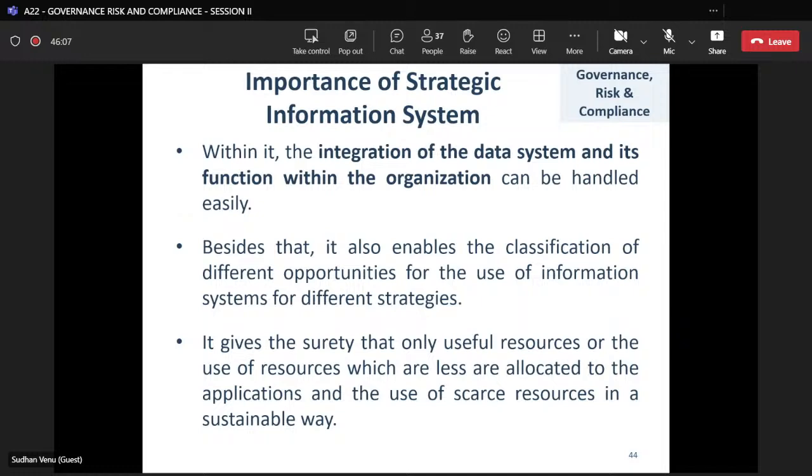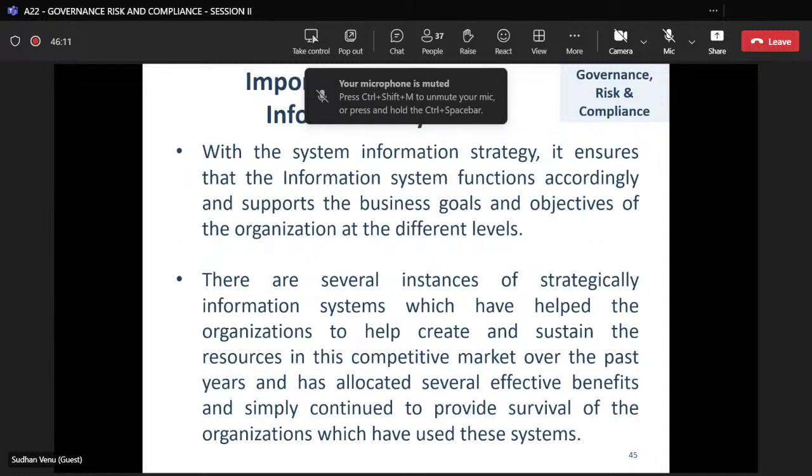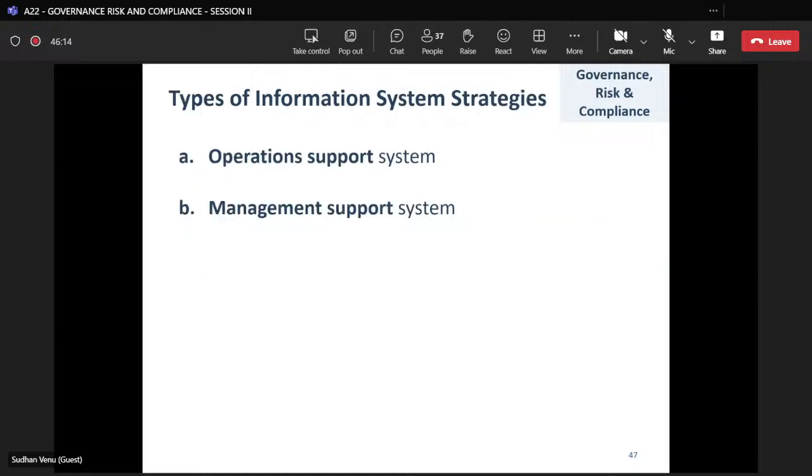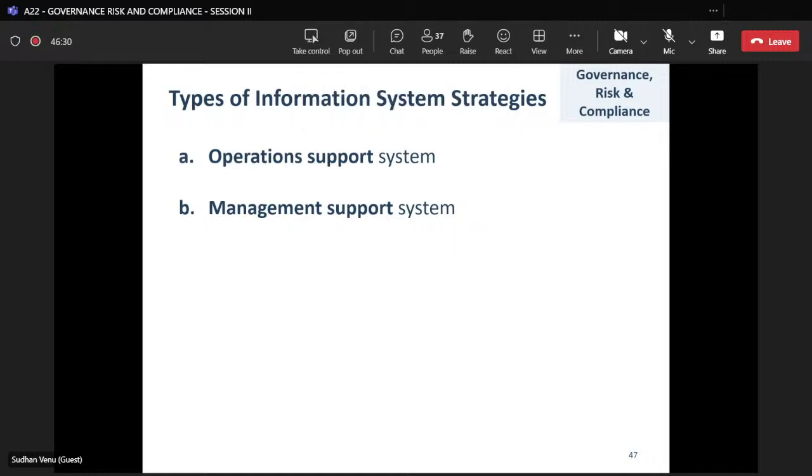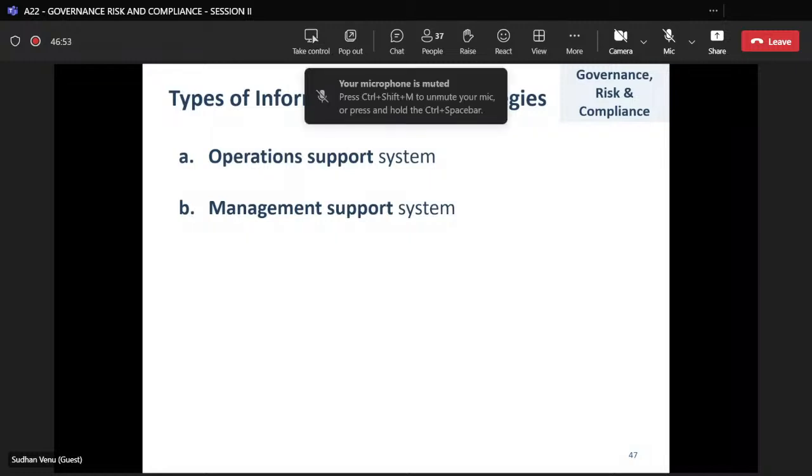So these are the importance of the strategic information system, and we have two types of information system strategies. One is the operations support system, and the other one is the management support system. The operations support system is one where data execution is performed by the end users, and that is for strategies, that is, useful data, products, and services like reports, which are utilized by the different users. This is called operation support.